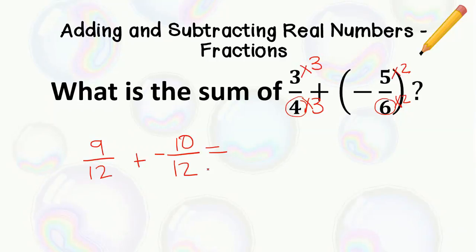So now I need to add my numerators. So I have 9 plus a negative 10. So since they're opposite signs, I'm going to subtract the numbers. So 10 minus 9 is 1. 10's bigger. It has a bigger absolute value, so it's going to be a negative 1/12.